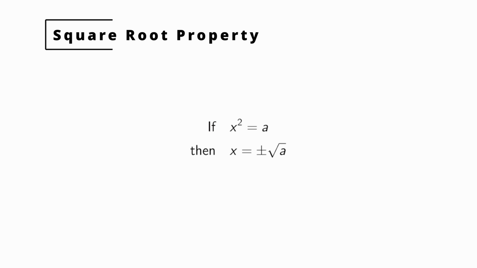In this video, we're going to learn to solve quadratic equations using the square root property. Now, the square root property is relatively straightforward. If I know that a number x squared is equal to a, then there are two possibilities for x. It either has to be the positive square root of a, or the negative square root of a. If I take the square of either of these two numbers, the square will be a.